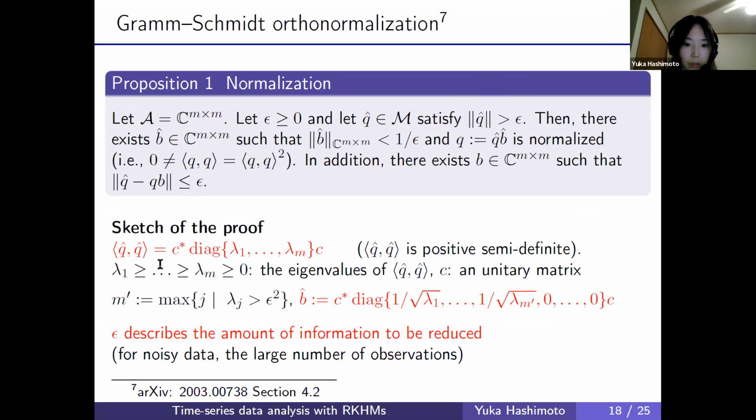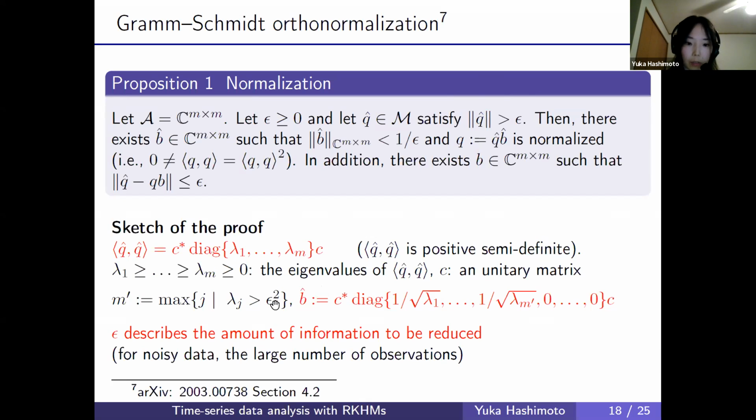And so we compute this inner product. And after computing the eigenvalue decomposition, we keep eigenvalues which are larger than epsilon squared. We fix a positive value epsilon and keep eigenvalues which are larger than epsilon squared. And we throw away eigenvalues smaller than epsilon squared. And then we can construct P hat.